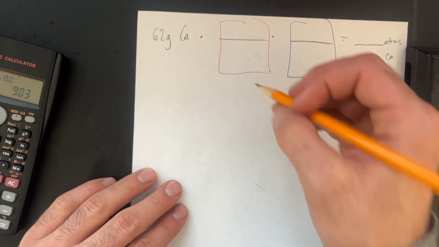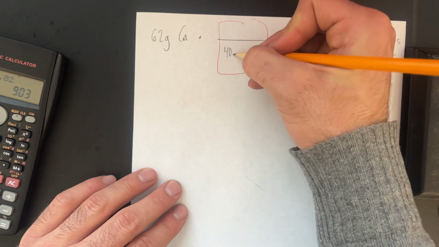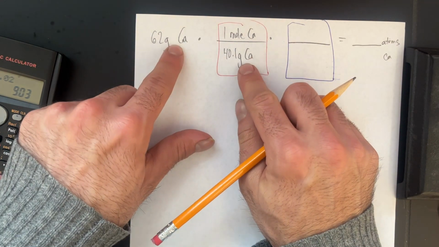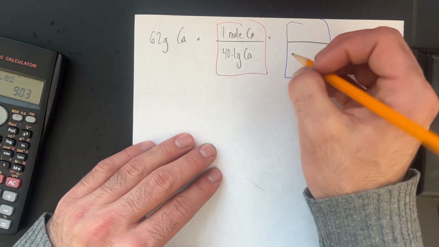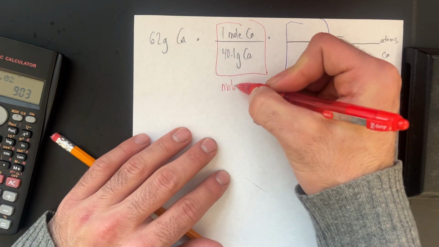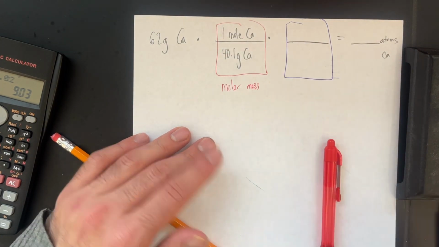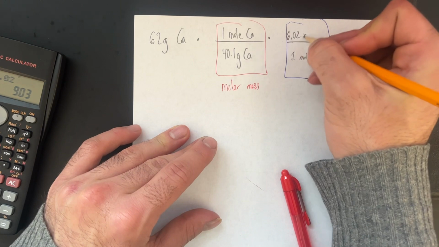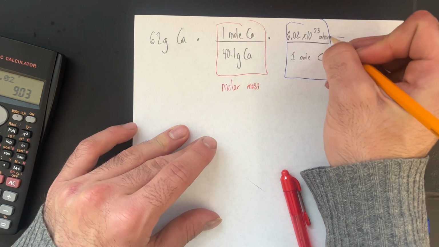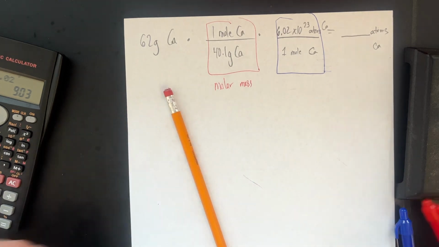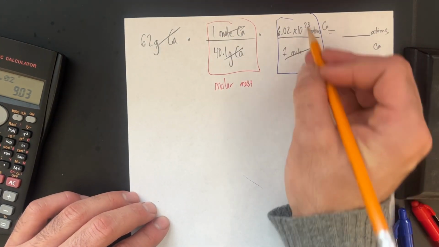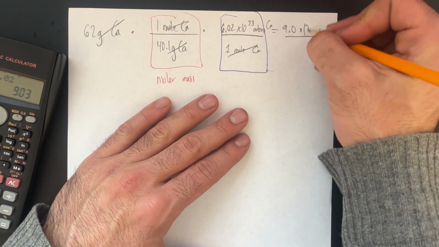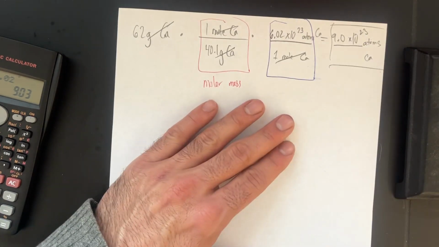And so here, the molar mass is 40.1 grams of Ca over 1 mole of Ca. And we have grams on the bottom because grams here, we want them to cancel. And you have 1 mole of Ca, and that's your molar mass. Then you're going to multiply. You're going to have 1 mole of Ca is equal to 6.02 times 10 to the 23 atoms of Ca. And then you can just cross all these out, I'll put this in a different color, and you're just left with atoms. And then if you put all that in your calculator, 9.0 times 10 to the 23 atoms of Ca.